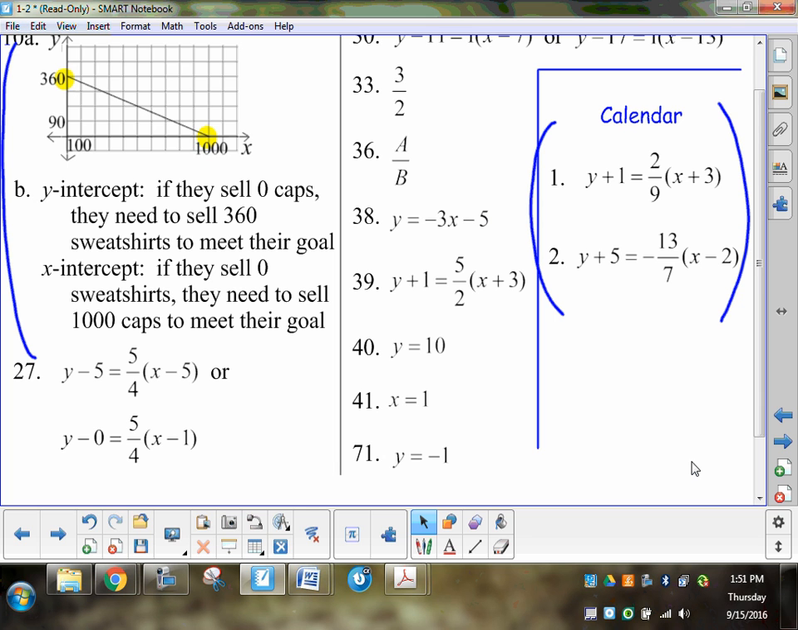You would sell a negative amount or something? Yeah. In quadrant 1, the x and the y are positive. You can't sell negative hats or negative sweatshirts. You have constraints on the question that are placed by reality.